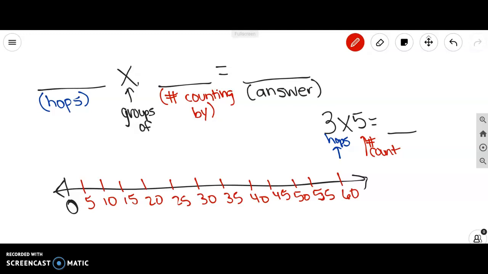So we've already counted by 5s, so great job. Now we need to make our 3 hops so that we know where we're landing. So our first hop, second hop, third hop, and we landed on the number 15. So that is our answer. All right, let's do another one together, and then you're going to do one on your own.